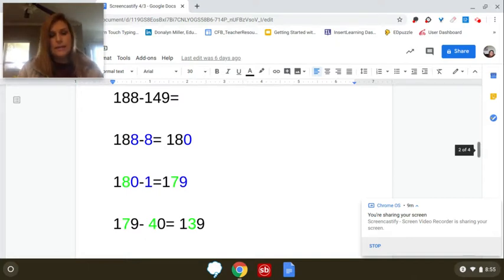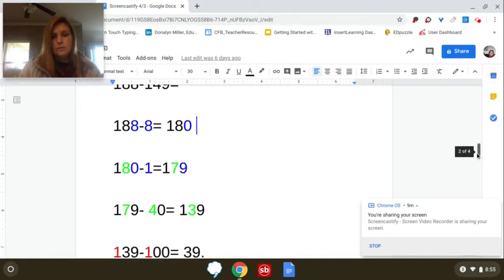Now I'm going to subtract my tens. I have 179, and I'm going to minus the 40 that I see here. And I will end up with 139, because I know that 70 minus 40 will give me 30. And none of my other numbers changed, if you notice. Next, I'm going to subtract the hundreds. So I have 139 minus 100 gives me 39. And that will give me my answer to my question, which is 39.